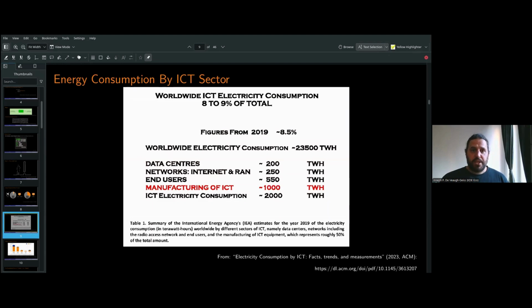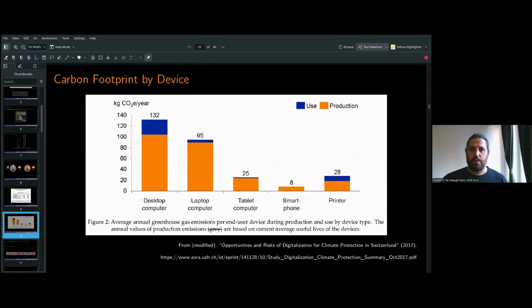The energy consumption is also very high. The International Energy Agency estimates that about 10% of the worldwide electricity consumption is from the ICT sector. And of that, when you look at the data centers, the networks, the end users, about half of it comes from just the manufacturing.